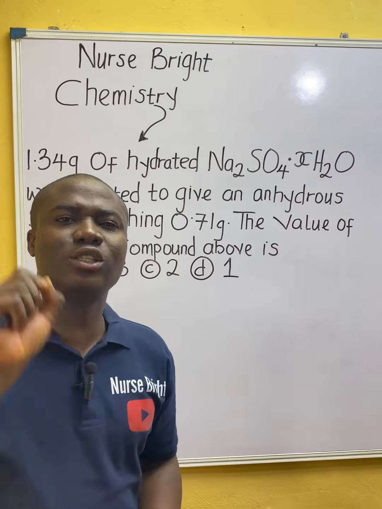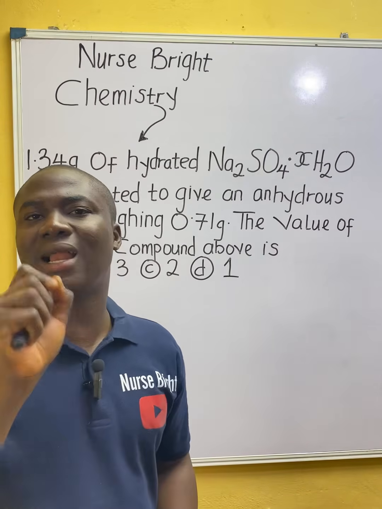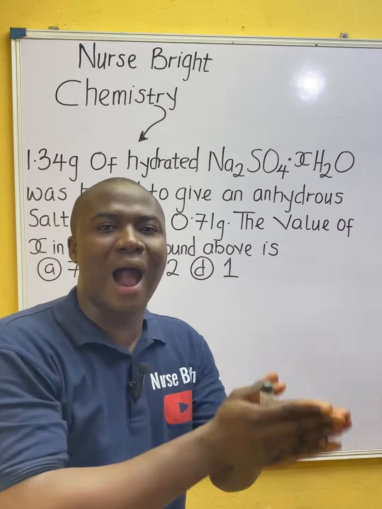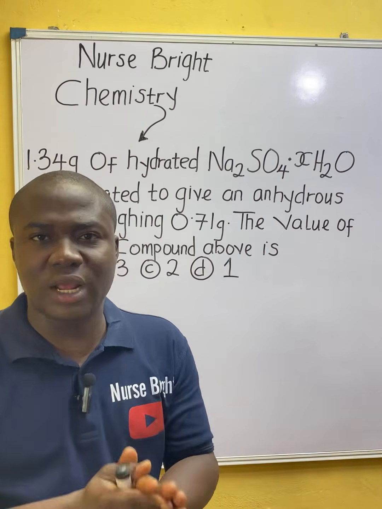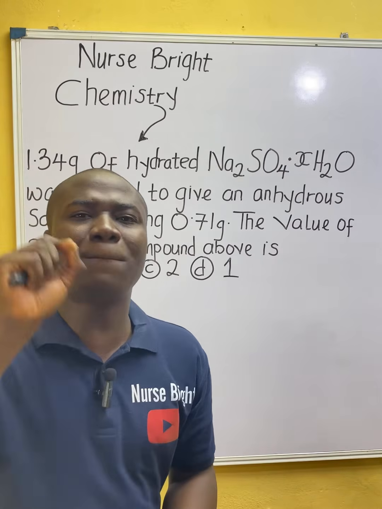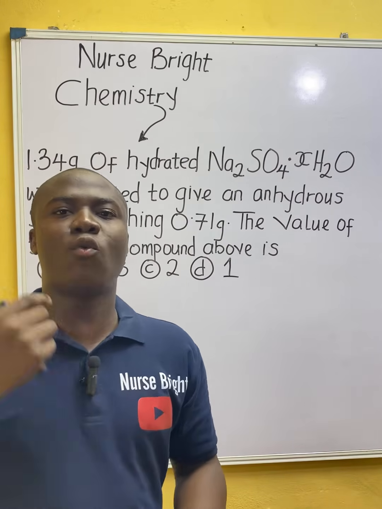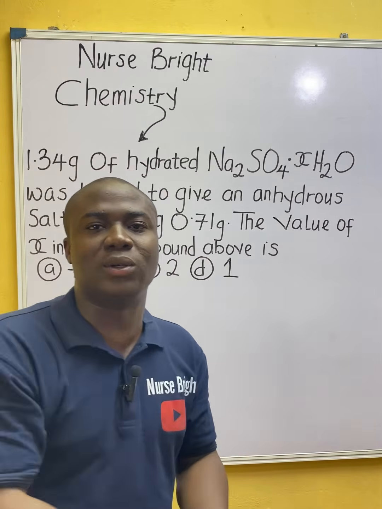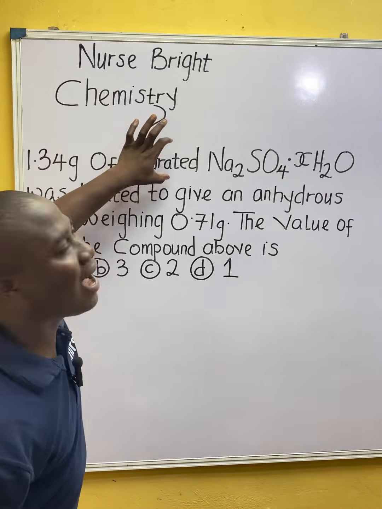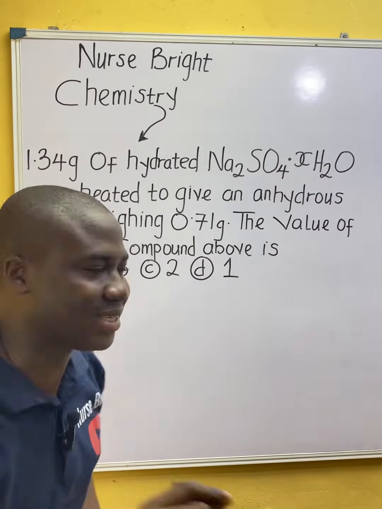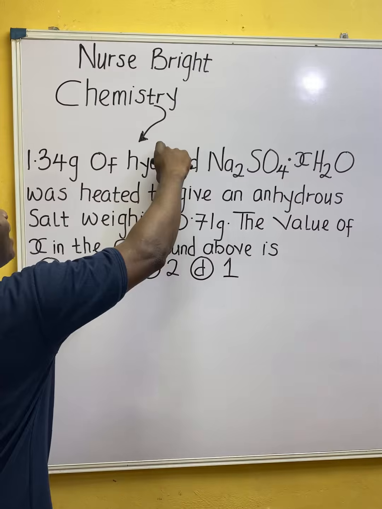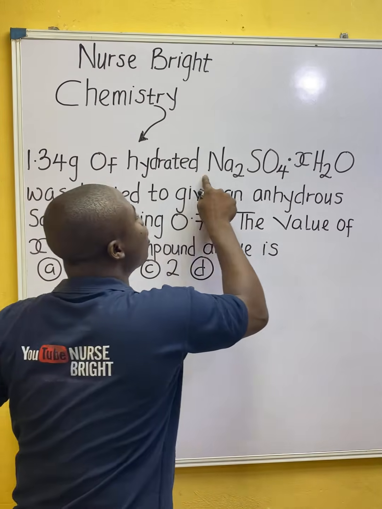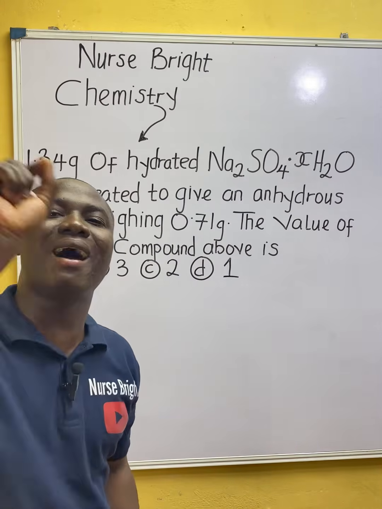From the look of things, this question is from a very vital aspect in chemistry called water of crystallization calculation. Specifically, calculating the number of molecules of water of crystallization in a hydrated compound. So the question you ask yourself, what is a hydrated compound? Because at first they said 1.34 grams of hydrated, you can see they mentioned the compound. So this tells us that this compound in full is hydrated.